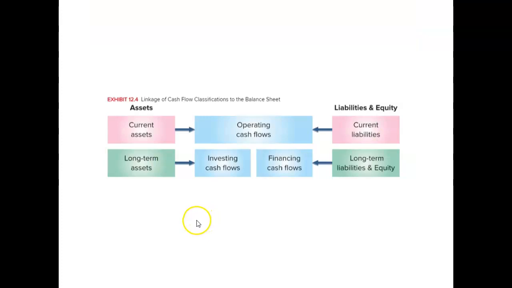You should also have flagged page 455 in your textbook so that you can frequently refer back to Exhibit 12.4. We're creating the operating section of the cash flow statement, and what flows into the operating section are changes in current assets and changes in current liabilities. So let's take a look at our balance sheet.